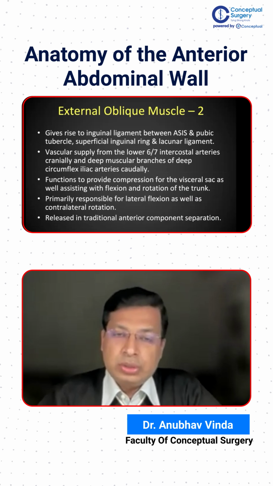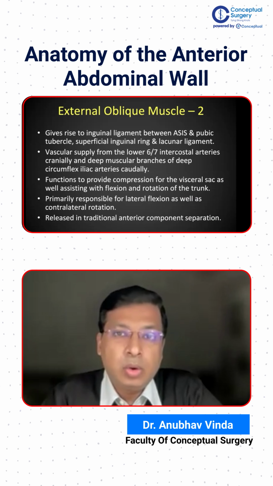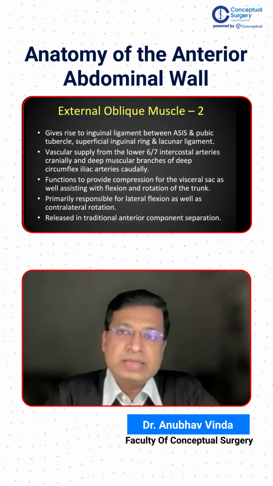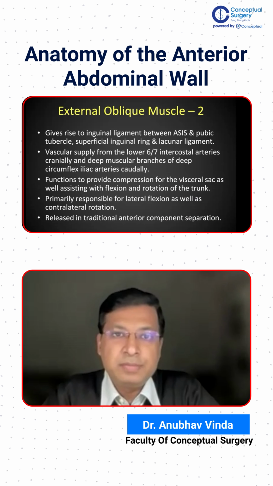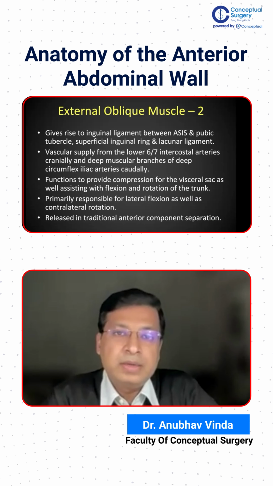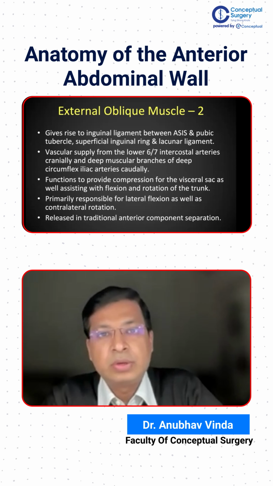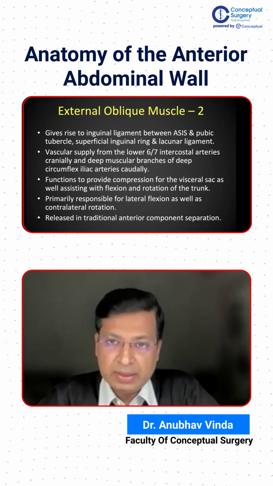The lower incurved part of the external oblique, between the ASIS and the pubic tubercle, also forms the inguinal ligament, and an aperture within the inguinal ligament through which the spermatic cord emerges out to traverse into the scrotum is known as the superficial inguinal ring.